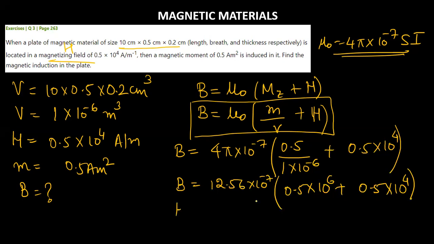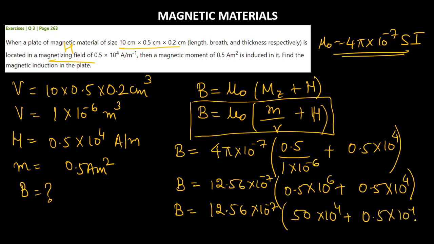When you solve this, you see here the 10 power is not the same. In addition, the rule is the 10 power should be the same. So let us first make the 10 power the same. Keep it as 12.56 into 10 raised to minus 7. I will make 0.5 into 10 raised to 6 as 50 into 10 raised to 4, plus 0.5 into 10 raised to 4. I have converted 10 raised to 6 to 10 raised to 4 because whenever there is an addition, we should always make sure that the 10 power is the same.